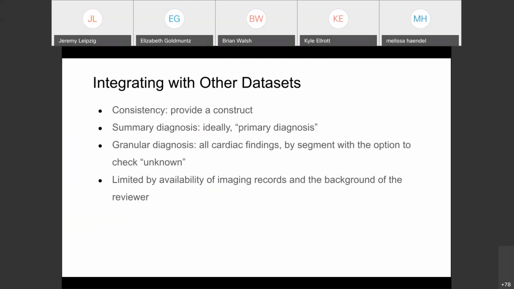I think a summary diagnosis is actually really important and really helpful. It allows you, I think, providing the granularity that you can is useful, but doesn't necessarily need to be always so upfront. And obviously, all of this is limited by the availability of imaging records in the background of the reviewer. I would say this would be extremely difficult data to pull from an EHR right now.